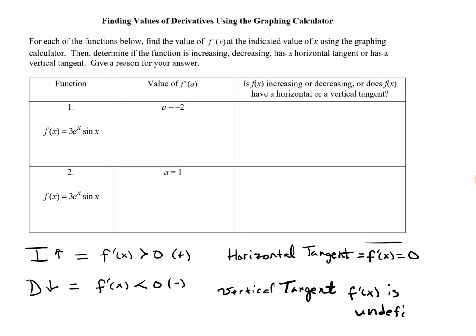Now, again, you're doing all of this on the calculator. The calculator is going to give you either a positive number or a negative number if it's increasing or decreasing. It'll give you 0 if you have a horizontal tangent. And you're going to get that infamous error if it's undefined, so you'll know if you have a vertical tangent. Okay, so let's go ahead and take a look at some examples.